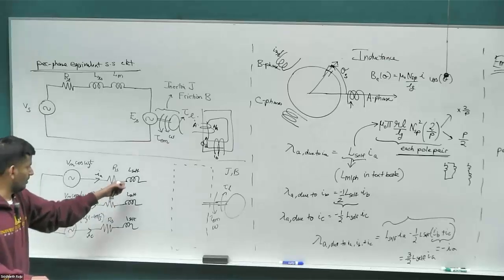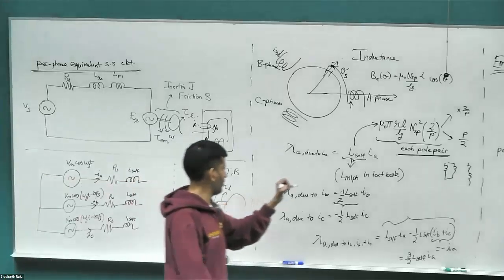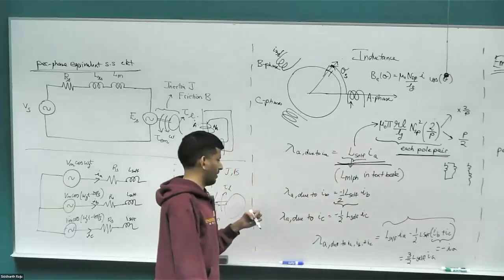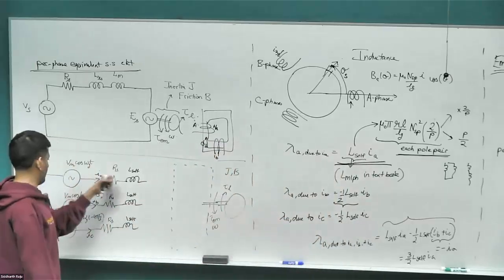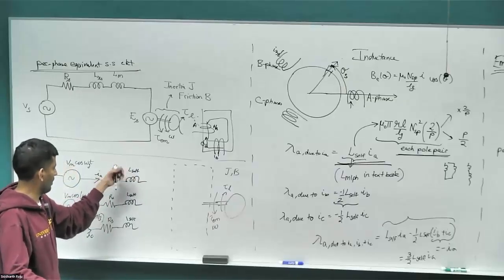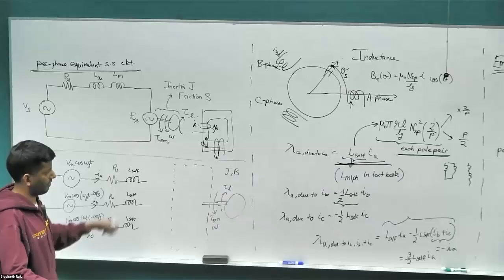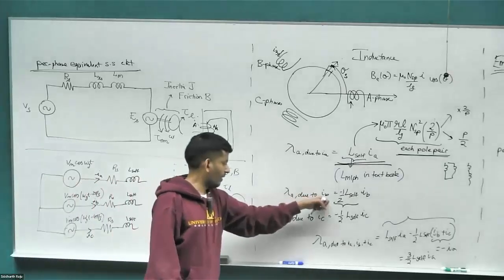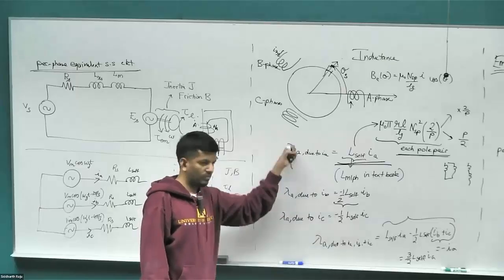So whatever I've drawn here, that only represents this portion of it. Right? L self times IA, because IA times L self will be the flux linking the coil. And if I differentiate, d by dt, that will give me L di by dt, that will be the voltage across it. Right? How do I model the effect of the B phase current on the A phase and C phase current on the A phase?